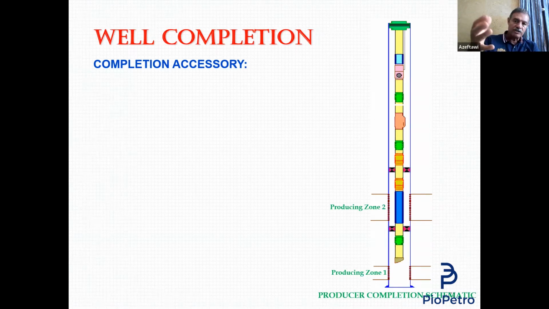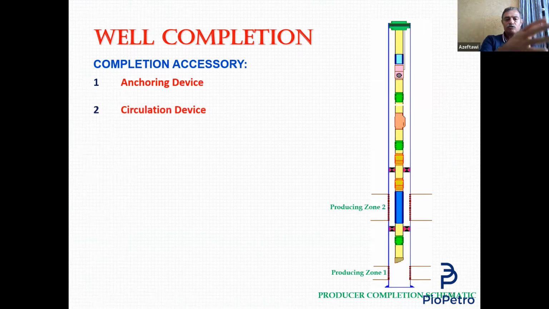We put these accessories into 5 groups based on the application we need it for. So for example, number 2, circulating device. In this group, we put everything we use in the completion to do circulation or to create communication between a tubing and annulus.